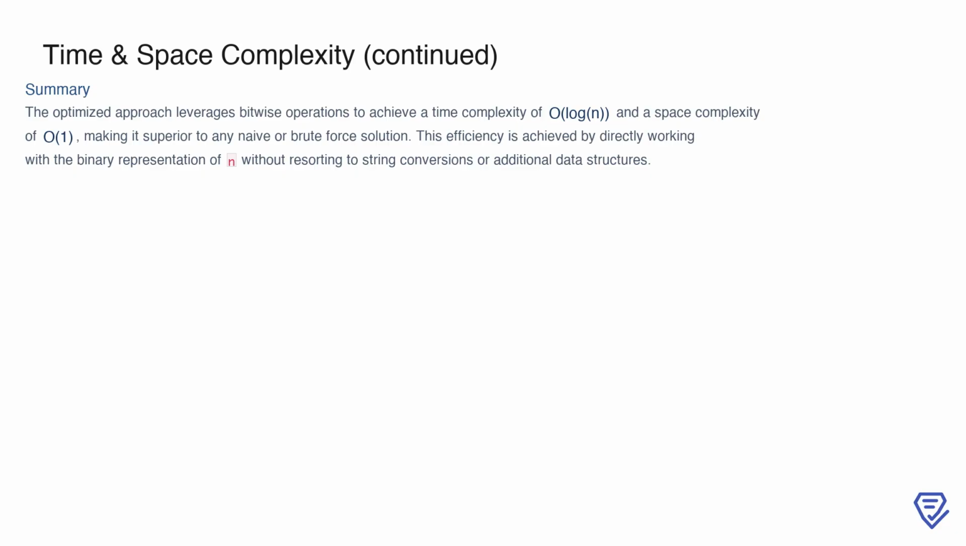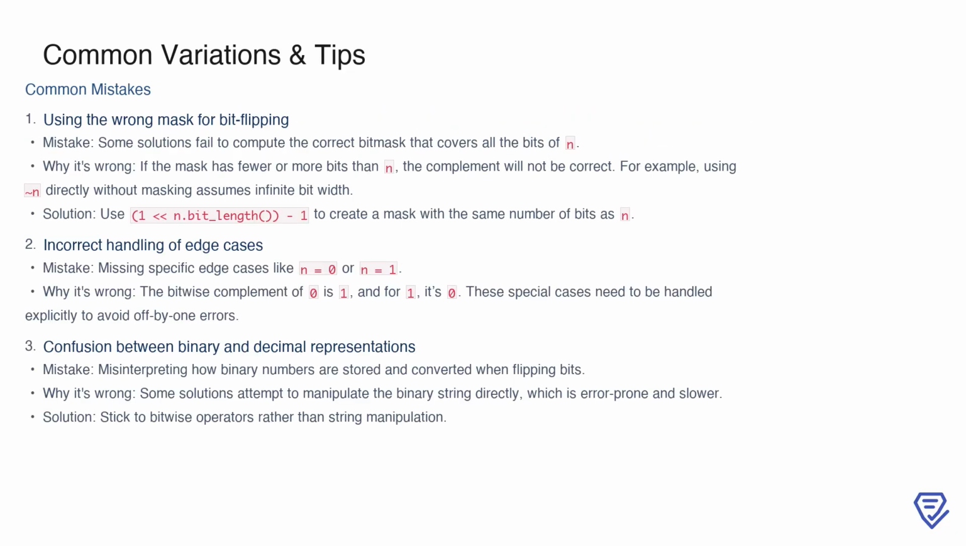By directly working with the binary representation of n without creating intermediate data structures, this implementation stands out as a clean and optimal solution. One common mistake when solving this problem is using the wrong mask for flipping the bits. If the mask doesn't match the number of bits in the input n, the complement will be incorrect. For instance, using n directly might seem tempting, but it assumes an infinite bit width, which leads to incorrect results. The correct approach is to use (1 << n.bit_length()) - 1, which creates a mask with the exact number of bits as n.